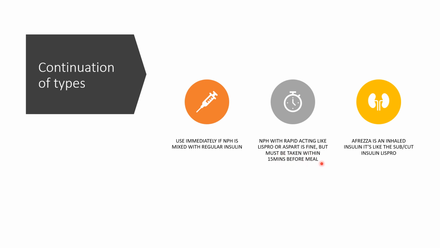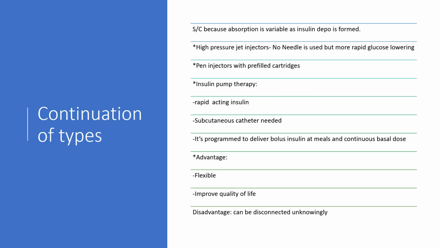Please use immediately. NPH with rapid acting like Lispro or Aspart is fine, but it must be taken within 15 minutes before meal. Afrezza is an inhaled insulin. It is like the subcutaneous insulin Lispro. Subcutaneous insulin is the route of choice because absorption is variable as insulin depot is formed. The high pressure jet injectors would not use needle but give more rapid glucose lowering. Pen injectors with pre-filled cartridges are available.